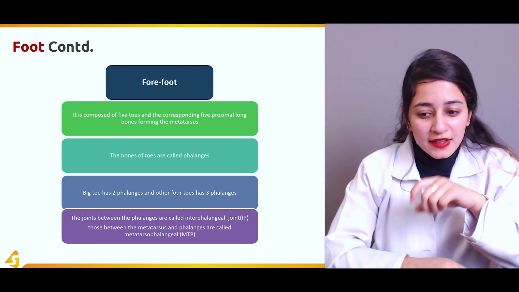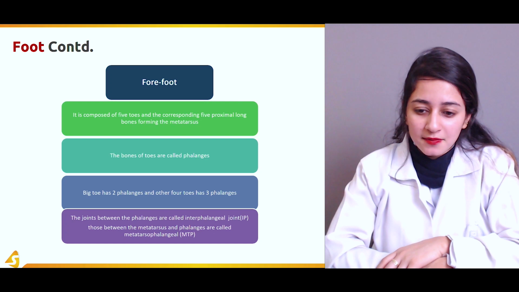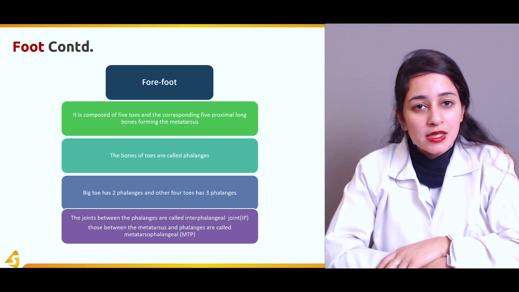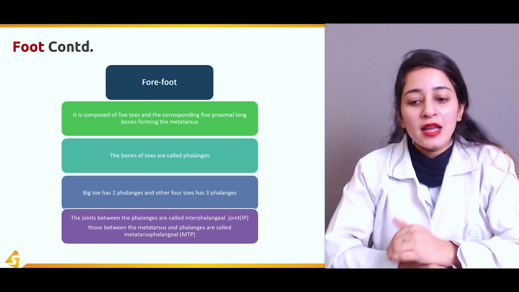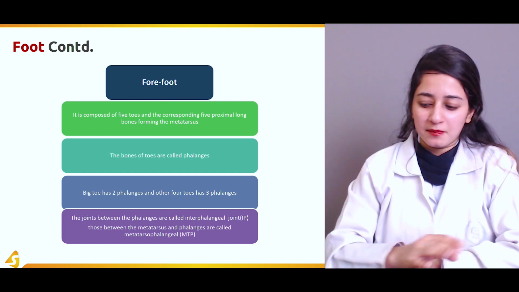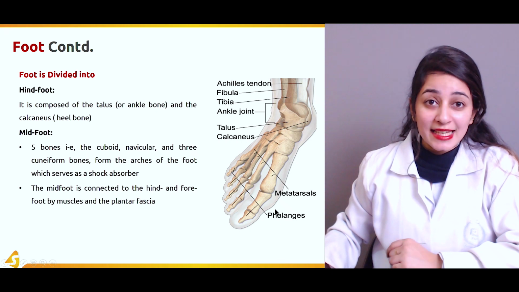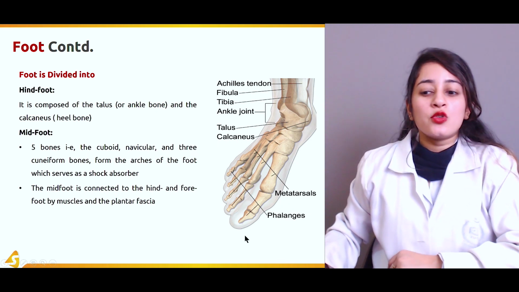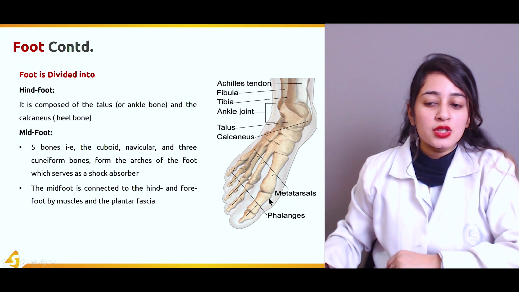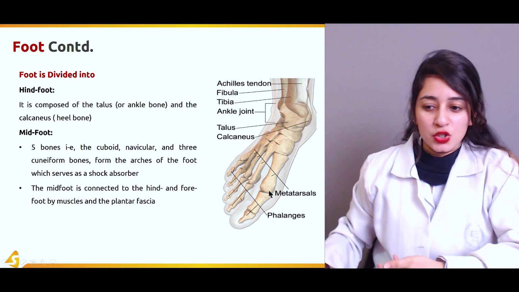The joints between the phalanges are called the interphalangeal joints. Those between the metatarsals and phalanges are called the metatarsophalangeal joints. That's a really simple thing. The joints which are here in phalanges are known as interphalangeal joints, IP. The joints between metatarsals and phalanges are the metatarsophalangeal joints.